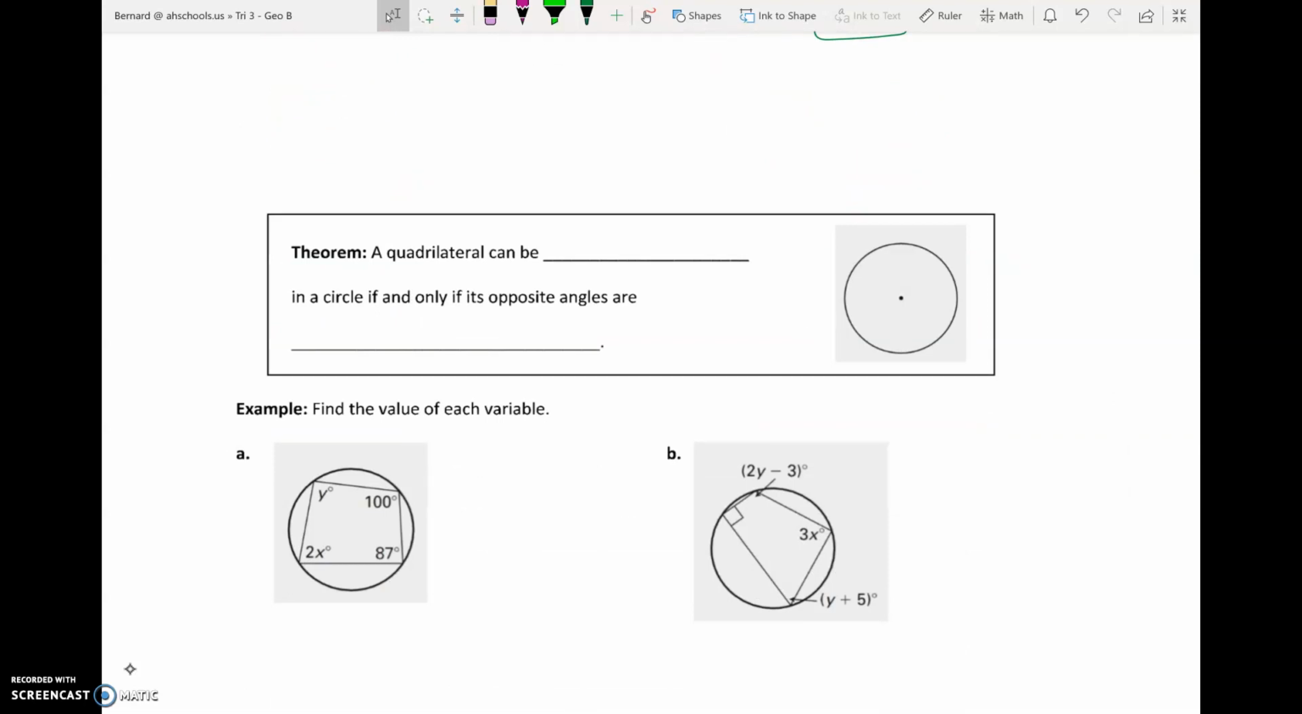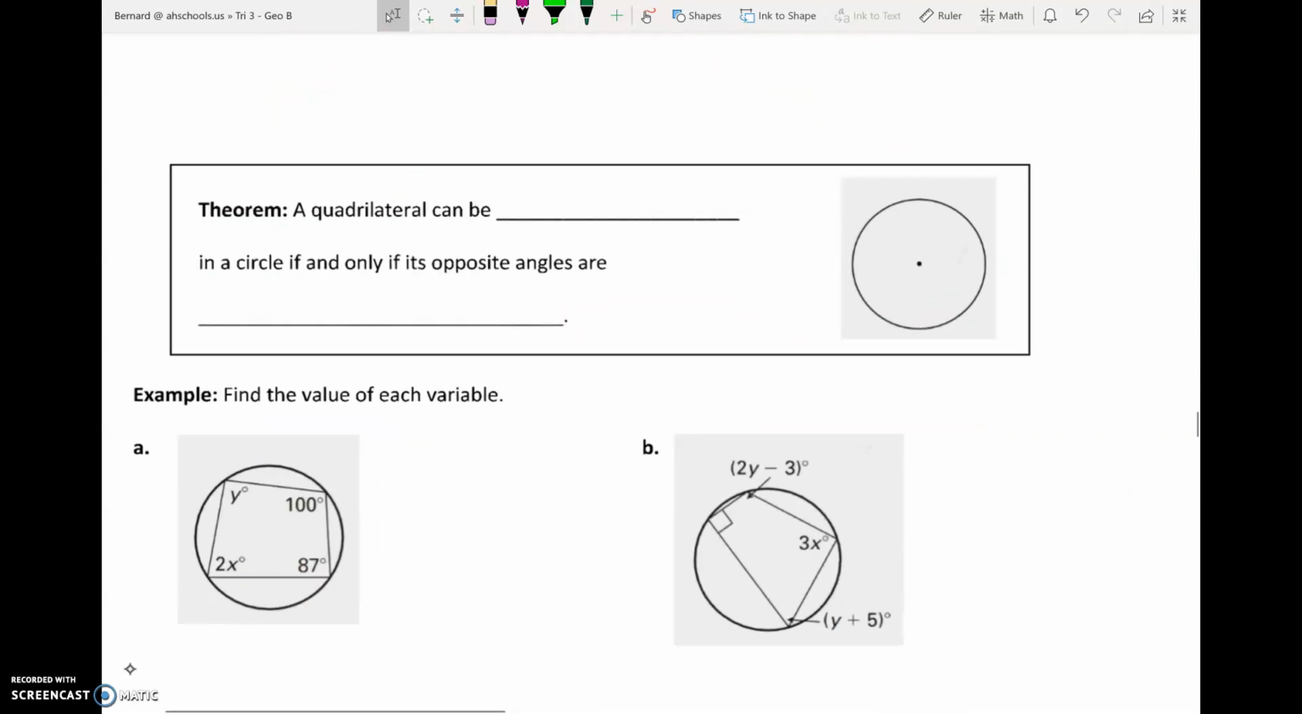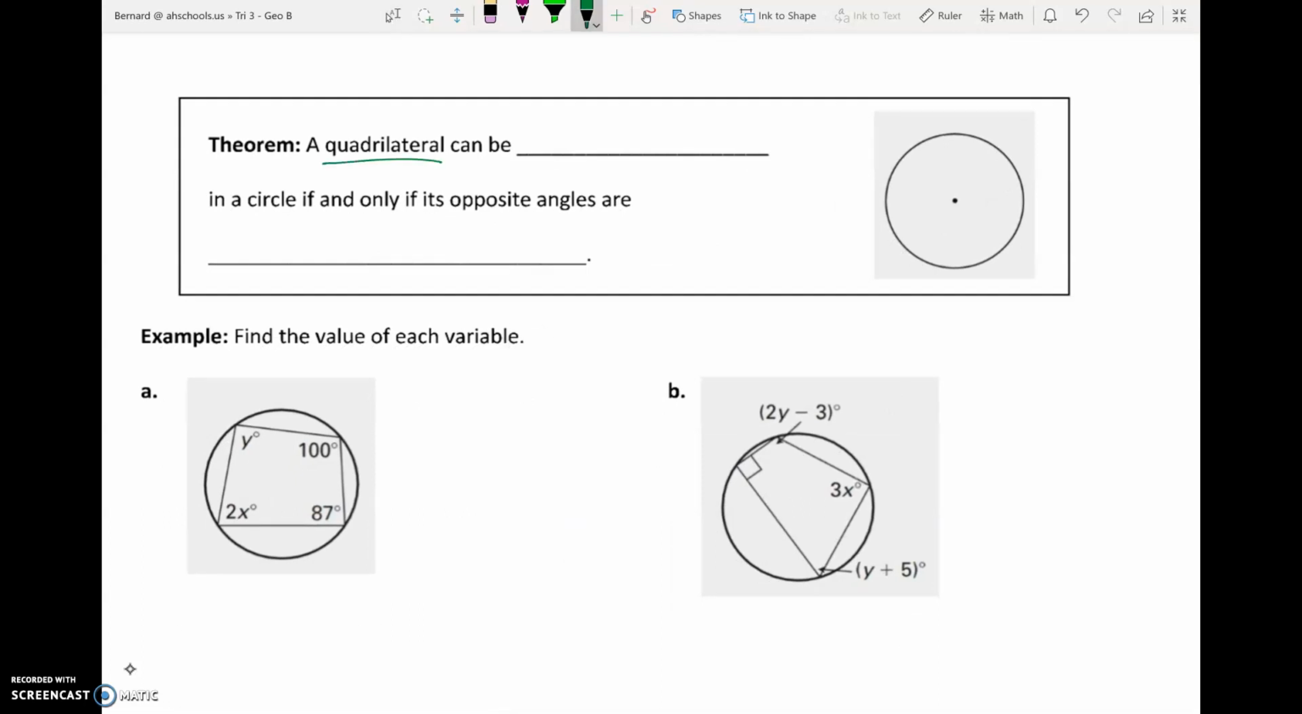All right, very last thing of this part of the notes, theorem, a quadrilateral. Remember, a quadrilateral is a four-sided shape. So a quadrilateral can be inscribed, which means all four angles are on the edge of the circle. So a quadrilateral can be inscribed in a circle if and only if opposite angles are supplementary. And supplementary means add to 180 degrees.